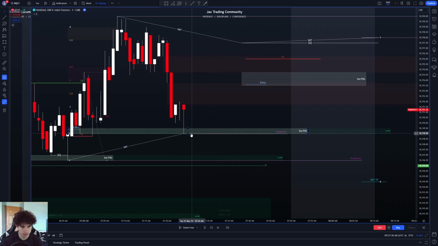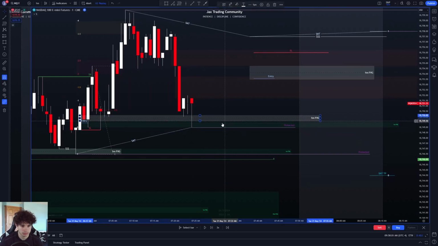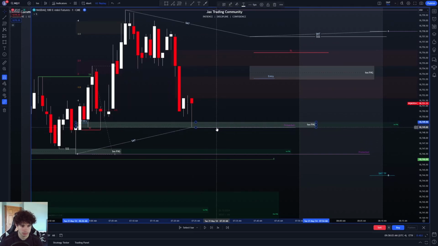I don't know why this is a protected low. This should not be protected low. This would be the protected low down here. So after we create this SMT, this down here is protected, not this. Come on. No. There we go.